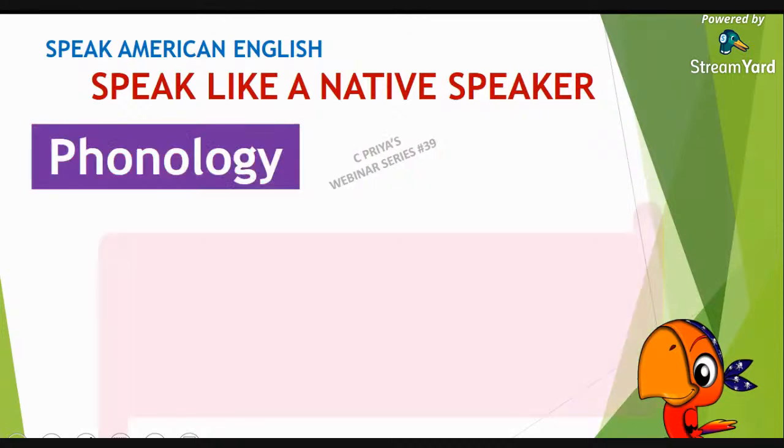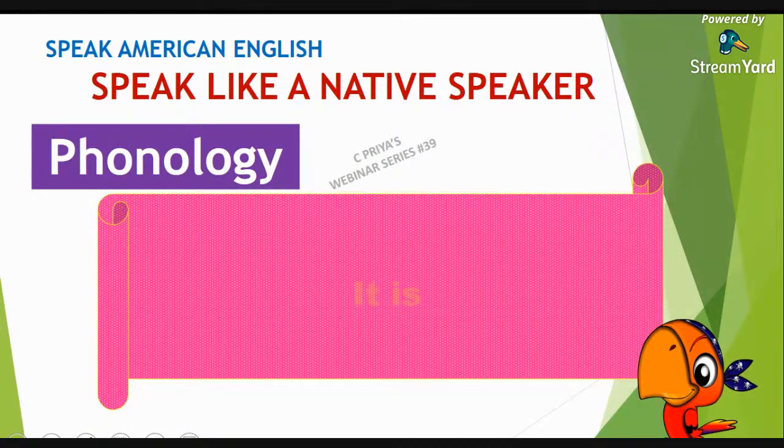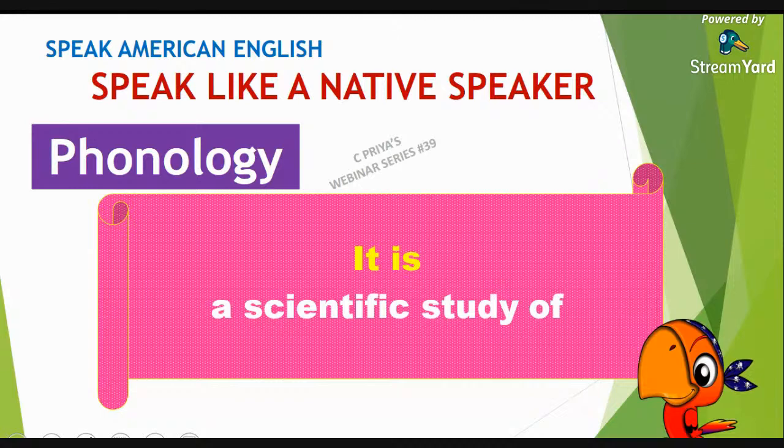Phoneme is a sound. What is phonology? Phonology is a scientific study of a language about everything, right? It is the scientific study of a language. The scientific study deals with grammar, syntax, sentence construction, and phonology, the exact way of pronunciation of each and every word, right?